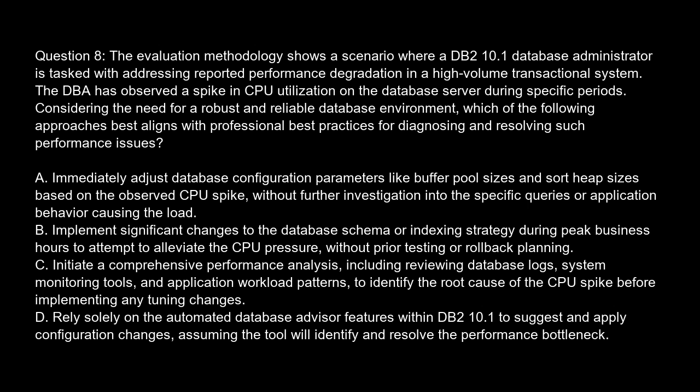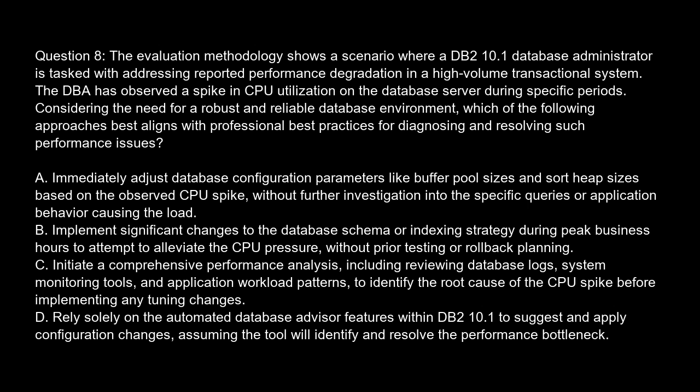Option A. Immediately adjust database configuration parameters like buffer pool sizes and sort heap sizes based on the observed CPU spike, without further investigation into the specific queries or application behavior causing the load. Option B. Implement significant changes to the database schema or indexing strategy during peak business hours to attempt to alleviate the CPU pressure without prior testing or rollback planning.